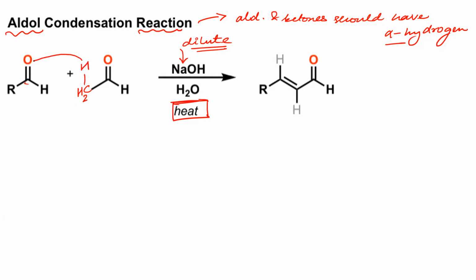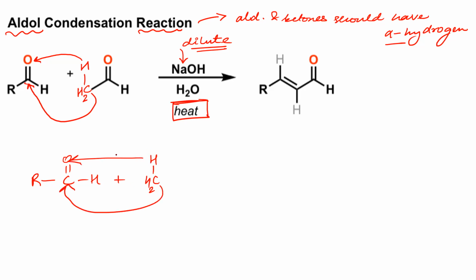This hydrogen will go to this oxygen, and this carbon will go to this carbon. So you have R, C double bond O, and there is a hydrogen here, plus you have CH2 and this hydrogen. So hydrogen goes to oxygen and this carbon bonds to the other carbon. This type of bond is being formed.